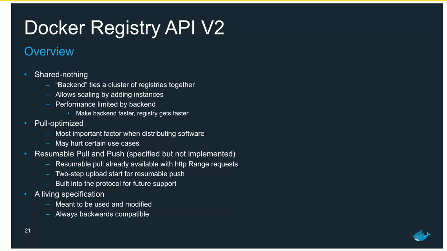For instance, there's shared nothing. The back end is tying the registries together. It's pull optimized, so the most important factor when distributing software is pulls, and this can hurt certain use cases. And we have resumable push and pull support as part of the specification, but it's not implemented due to some work we're doing in the client, but the registry is already supporting resumable pull by supporting HTTP range requests. So you can write a client that can do that today.